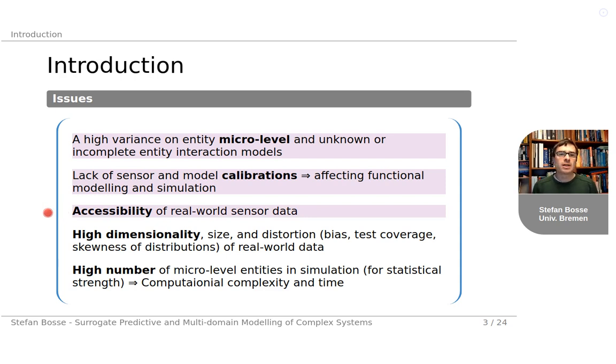Another issue is the accessibility of real-world sensor data. And we have a high dimensionality, size, and distortion. That means bias, test coverage, test strategies, skewness of distribution, and so on, of real-world data. So finally, we have a high number of micro-level entities in simulation to get a reasonable statistical strength. To have representative simulations, you need thousands, maybe millions, or 10,000s of entities to simulate, for example, a pandemic outbreak. So we have the issue of computational complexity and time.